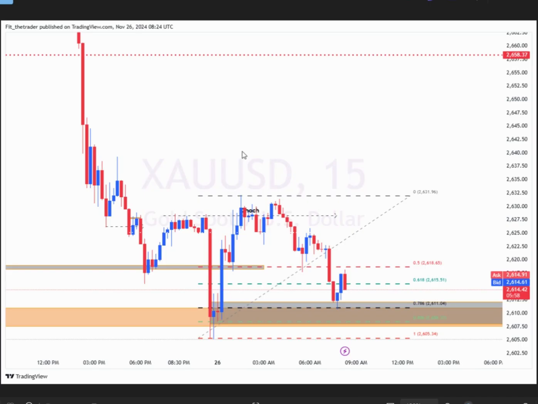Welcome to this short episode of the discussion on how to properly identify and trade change of character in any financial market. So basically, this is the US dollar against the gold commodity. So we're looking at gold USD.